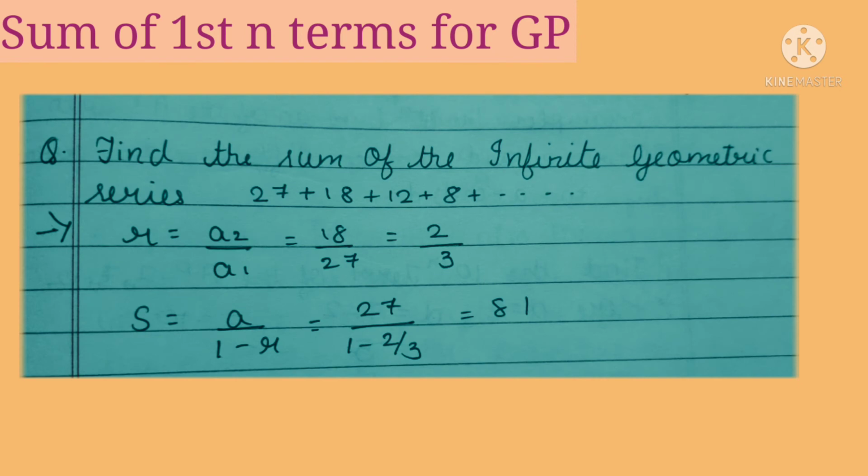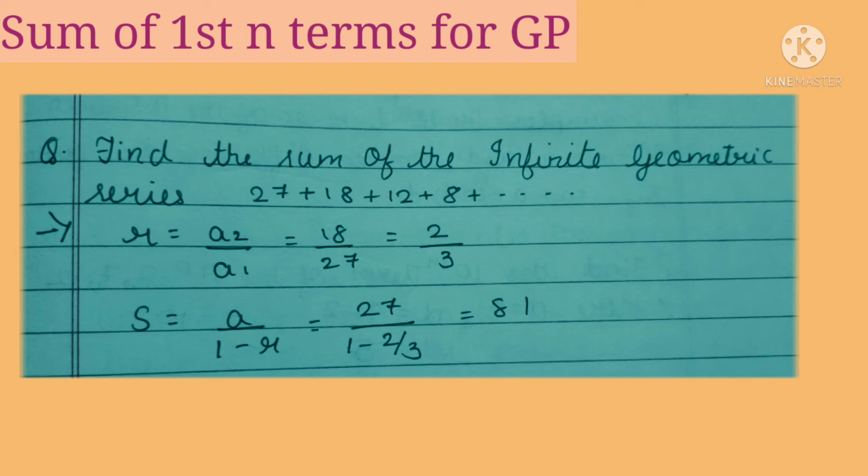Question: find the sum of the infinite geometric series 27 plus 18 plus 12 plus 8. The series can be in ascending or descending order, with no change to the formulas. First we need to identify whether it is a geometric series or not, then we can find the common ratio, because we need the value of r. So we divide the second value by the first value, a2 divided by a1. My second value is 18 and my first value is 27. So we got the answer as 2 by 3.